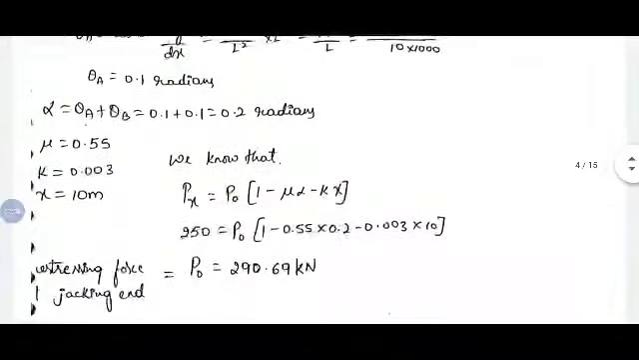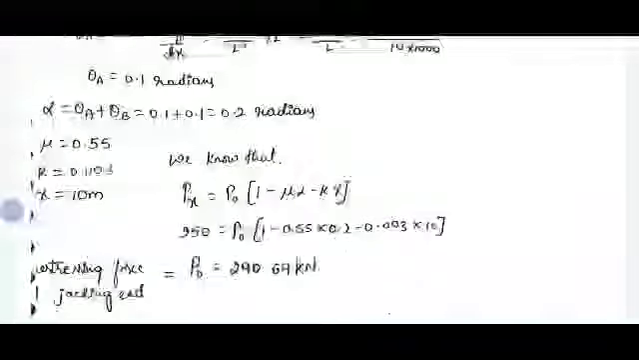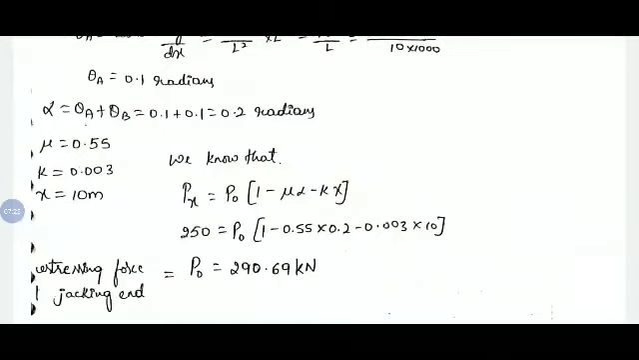So for that we use the friction equation first. So we will get alpha. Slope is 0.1 radians, so alpha will be theta a plus theta b since it is parabolic. Friction coefficient 0.55, wave coefficient is given, x is 10 meter, that is the span of the beam. Substitute in the equation, we will get the initial stress, that is the jacking stress.